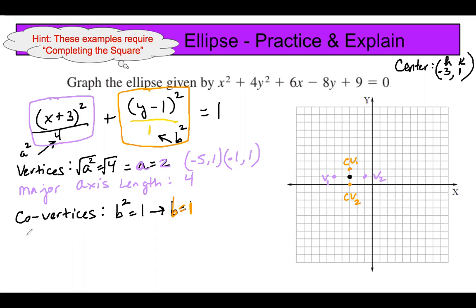So I also know that the minor axis length is the total distance that connects the covertices, or it's the shorter way. So it was 1 up and 1 down for a grand total of 2. So there we have it. The minor axis has a length of 2. The major axis has a length of 4.